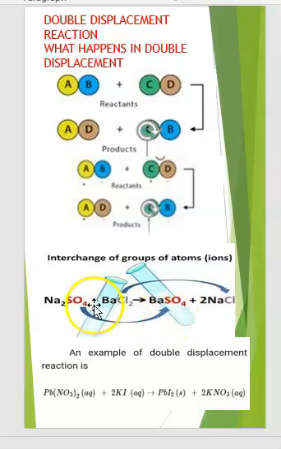And similarly, sodium will combine with chloride. Here sodium is positively charged and chloride is negatively charged. So both the ions have been displaced and hence it is a double displacement reaction. Another common example which you come across is lead nitrate. AQ indicates aqueous, that is, it is in liquid form.